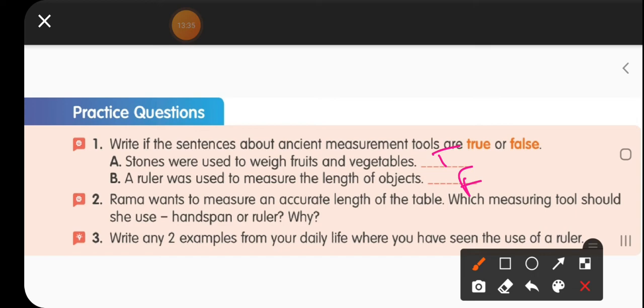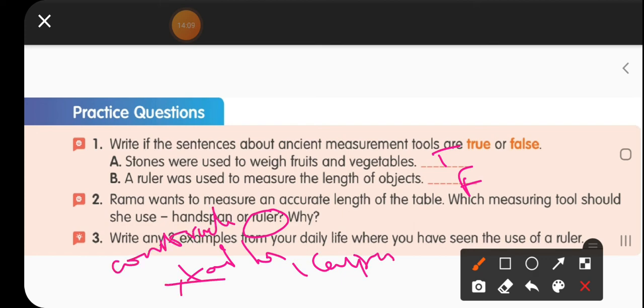Rama wants to measure an accurate length of the table. Which measuring tool should she use, handspan or ruler? She should use a ruler because a ruler is the standard measurement unit where it is equally divided into centimeters or inches. Now the third question, write any 2 examples from your daily life where you have seen the use of rulers. Already we have discussed this. In the case of a tailor, a carpenter, a constructor, these are the areas where you use standard measurement units with the help of a ruler.